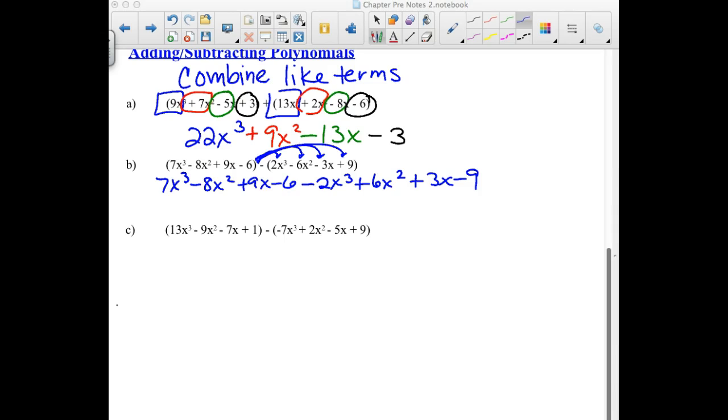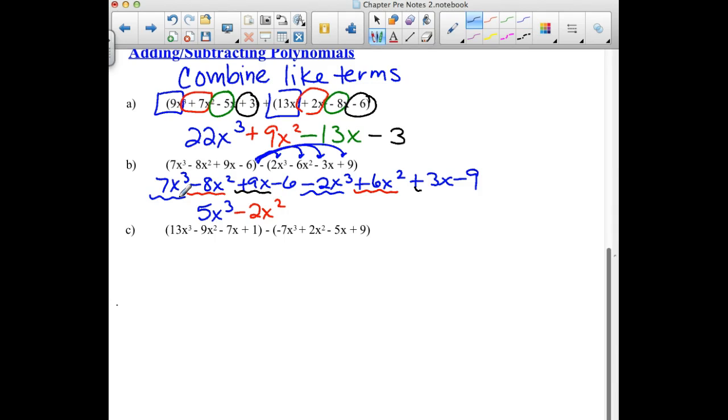All right, looking for like terms again, we have a 7x cubed and a -2x cubed. We can put those together as 5x cubed. We have a -8x squared. We have a +6x squared, which would give us -2x squared. We have a 9x and a 3x, which would add up to 12x. And we have a -6 and a -9 to give us -15.